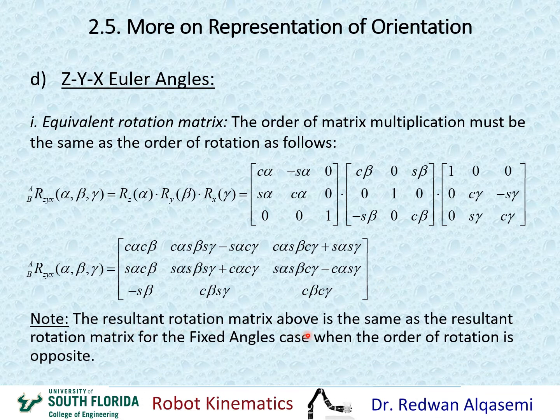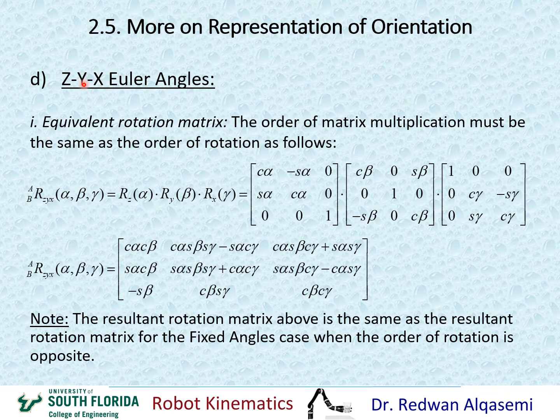Now I have a note here. The resultant rotation matrix above is the same as the resultant rotation matrix for the fixed angles when the order of rotation is the opposite. So if you recall, this form of equivalent rotation matrix looks exactly the same as the form for the equivalent rotation matrix when we had the fixed angles in the previous method. If you notice the difference, in the fixed angles we had a sequence of rotation about x first and then y and then z. But here in Euler angles, we have rotation about z first and then y and then x. So we rotated the opposite way that we rotated in the fixed angles case.